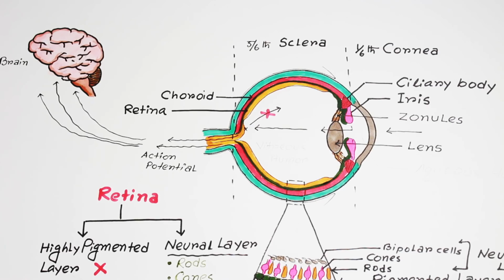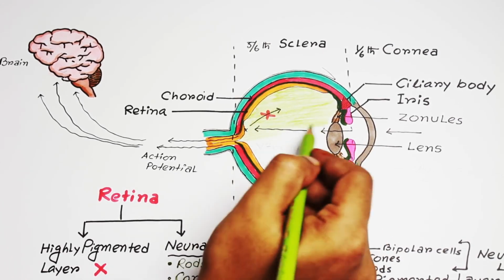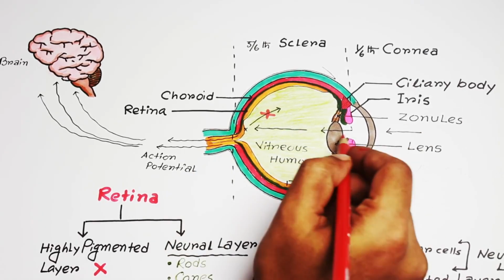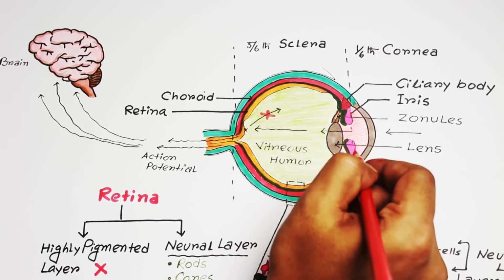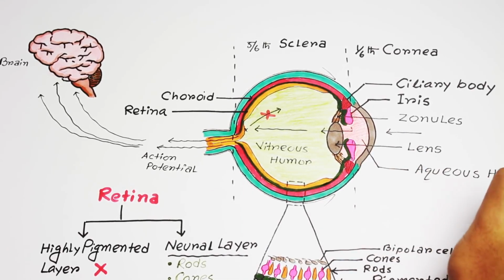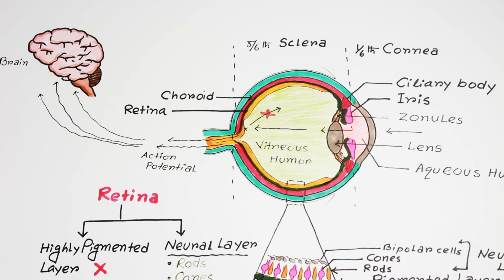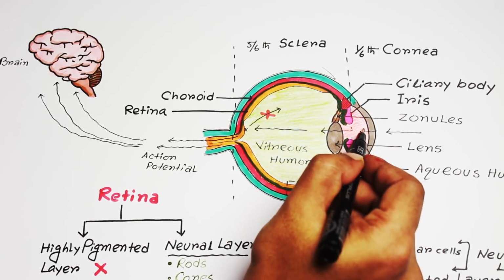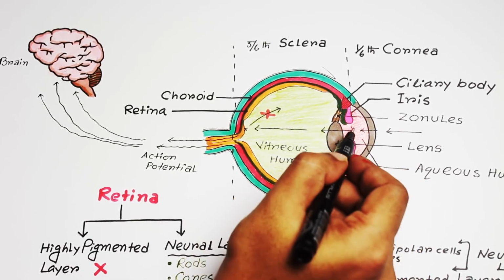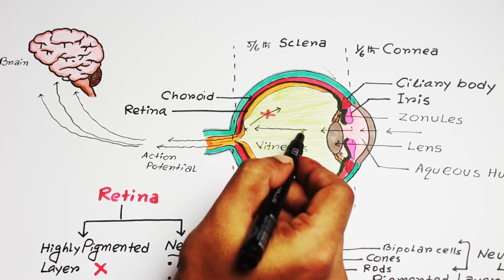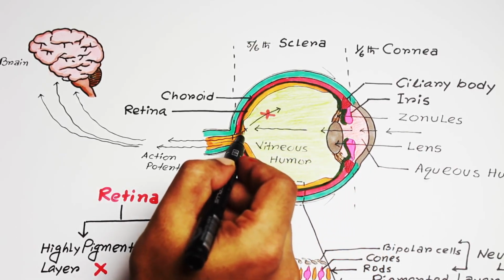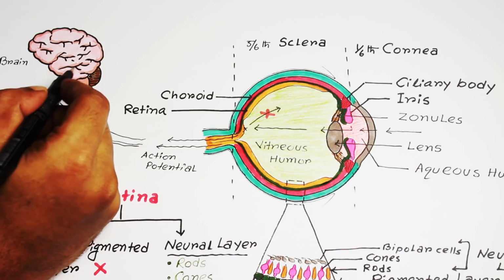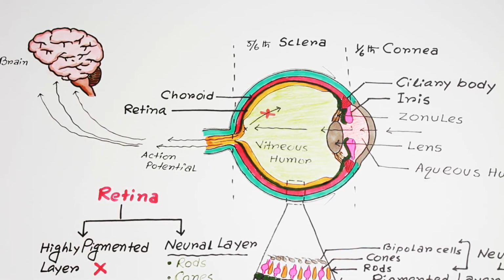Now, behind this lens and zonules, the cavity of the eyeball is filled with a jelly-like material which is called vitreous humor. And the fluid which fills the anterior compartment just anterior to the lens is called aqueous humor. So when light is entering the eyeball, first it has to pass through the cornea, then through the aqueous humor, then through the lens and then through the vitreous humor, and eventually falls on the retina, where it is finally converted into an action potential and goes to the CNS through the optic nerve.